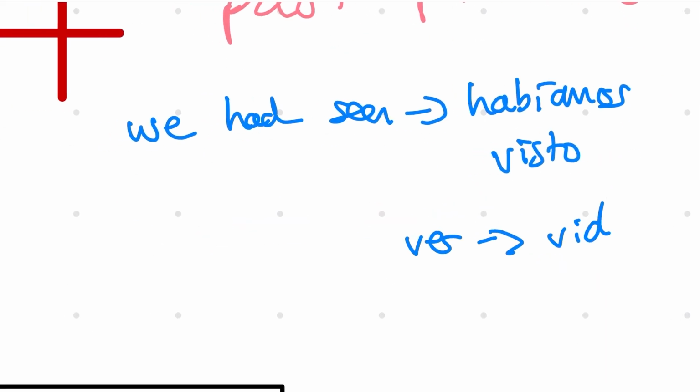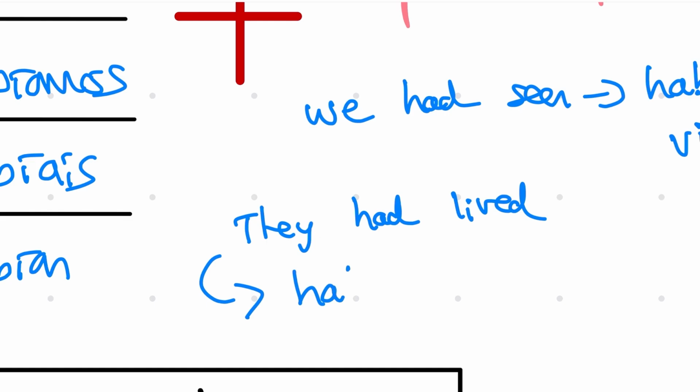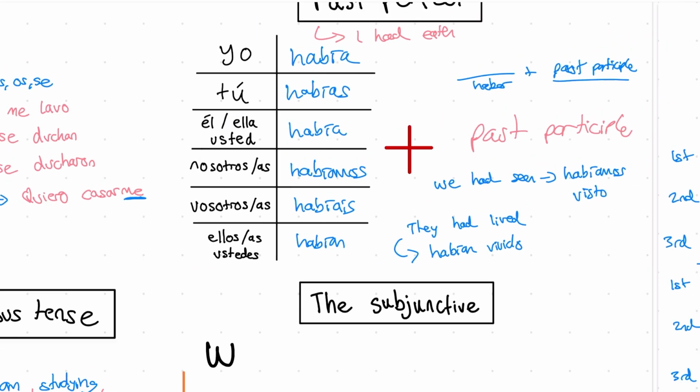It's not vido, it's visto, because it's just irregular. Okay? One more practice. Let's do "they had lived." It's going to be habían vivido. And that's it. That is the past perfect tense.